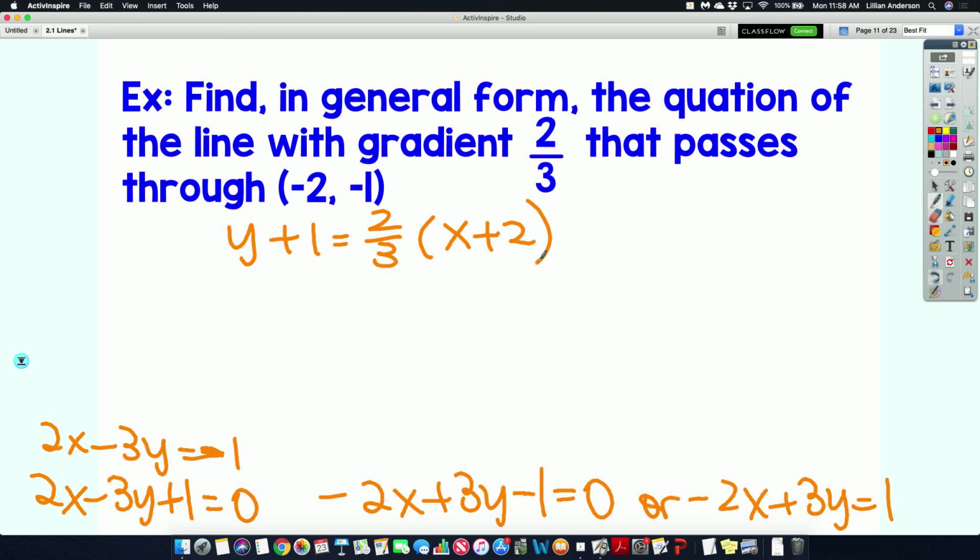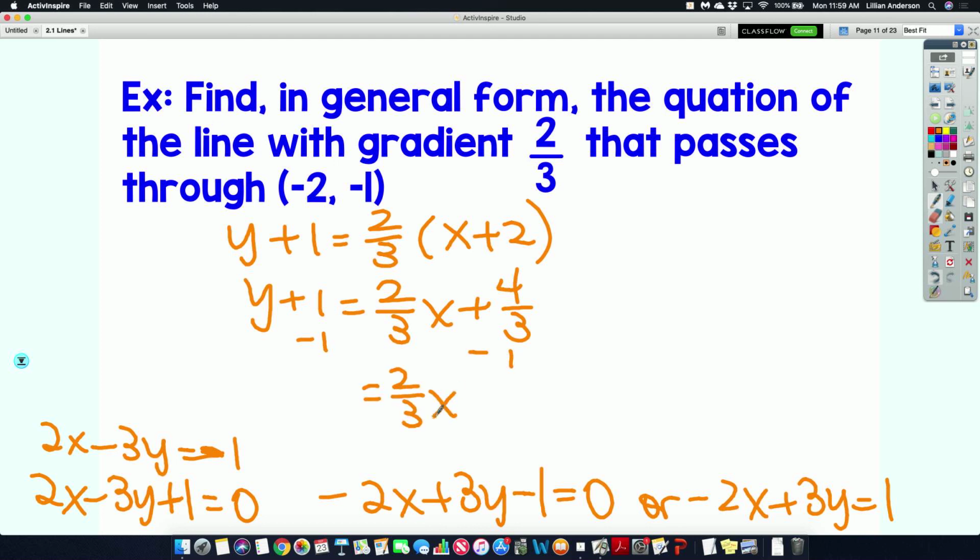If you went this route to start, did you get this? Then distribute over. That would be 2/3 x plus 4/3. Yes? Then I need to subtract 1. What's 4/3 minus 1? So this is 2/3 x plus 1/3. And on top of that, since I'm putting it in general form, I could also subtract the y over, could I not? At the same time, set equals 0.